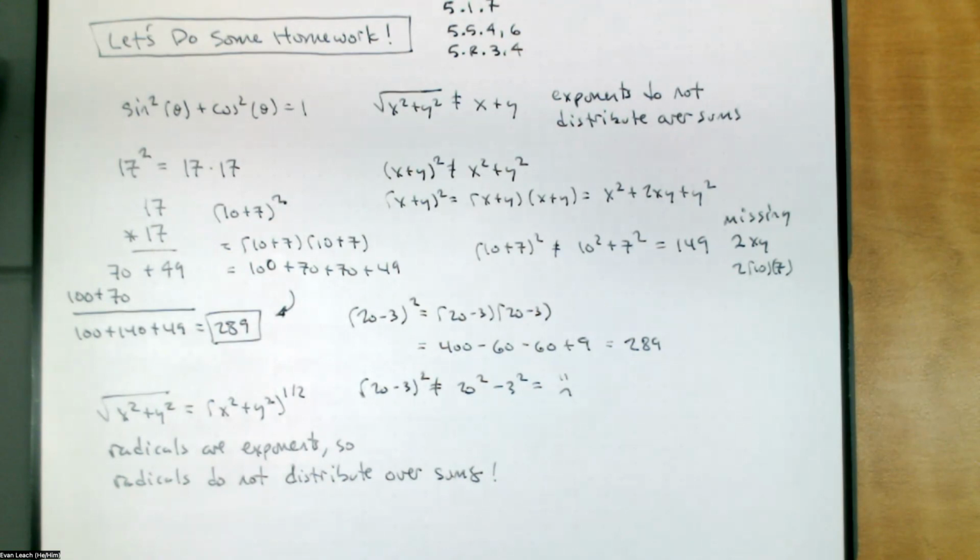Radicals are exponents. So radicals also do not distribute over the sum. Any questions? This is actually an important aspect of things that we try to do in math, especially at this level, even all the way through calculus, dealing with exponents being applied to sums.